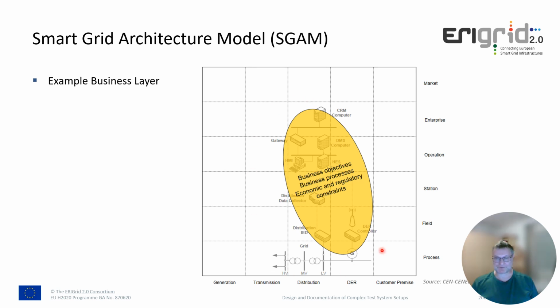In the bottom you see here the component layer represented, where a distribution grid is shown here with a distributed generator. We have here in the different zones the controllers, the intelligent electronic devices, data collectors, data concentrators, on the operation side the distribution management systems, visualization in the control center, and then later on also customer relationship management software. So on the business layer, all these interactions are usually described.